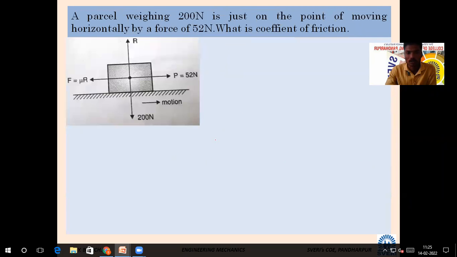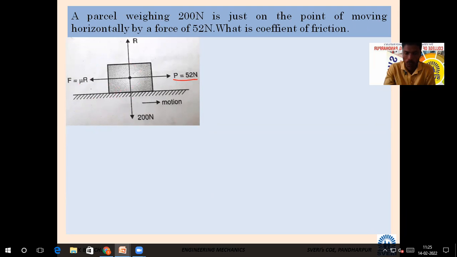Further, we started to solve simple problems. A few problems we have solved, very simple. What was our aim? One was weight and reaction, and we know the frictional force. It is something like action and reaction: whatever the force may be, there will be that much reaction. Suppose a particular object is pulled by a 52 Newton force, it will have a certain frictional force, that is F is equal to mu R.